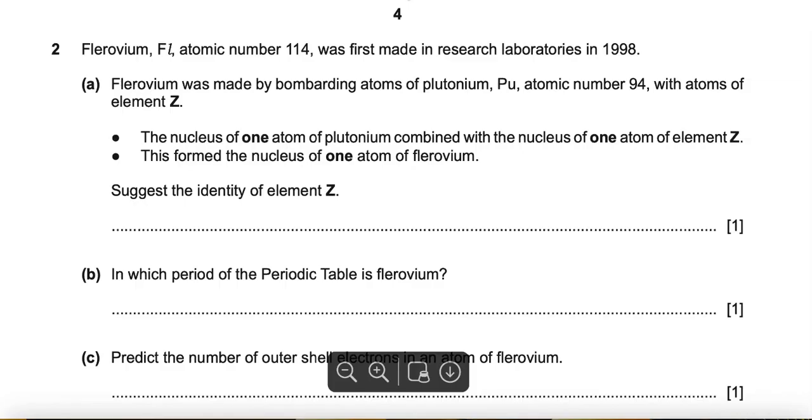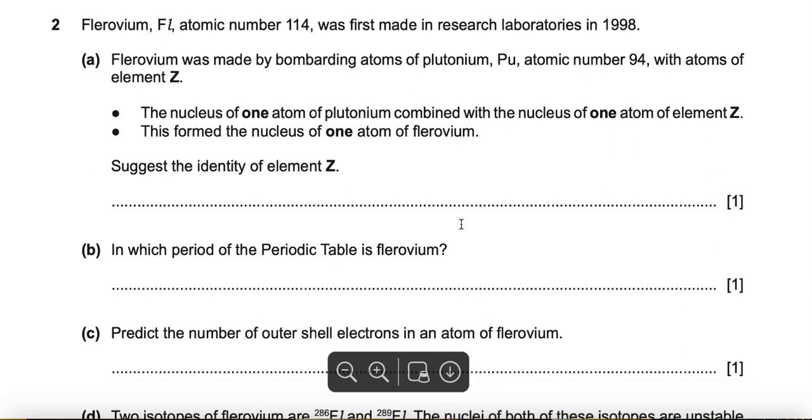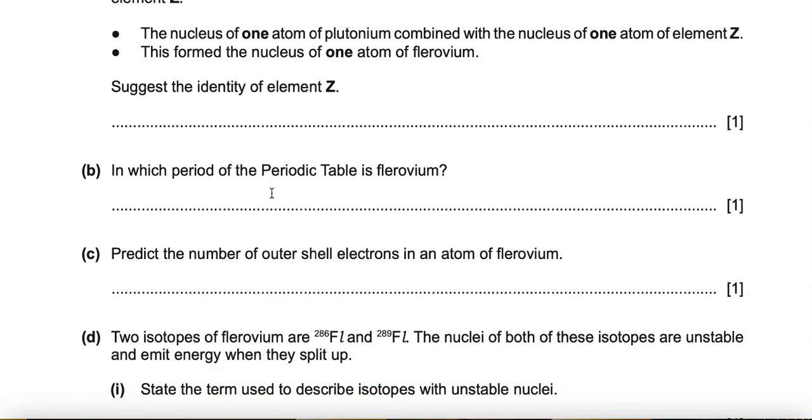Let's see the next question. So the A we've answered, calcium, 1 mark. In which period of the periodic table is flerovium? The group is determined by the number of electrons in the outermost shell, but your period is determined by how many shells the element has.